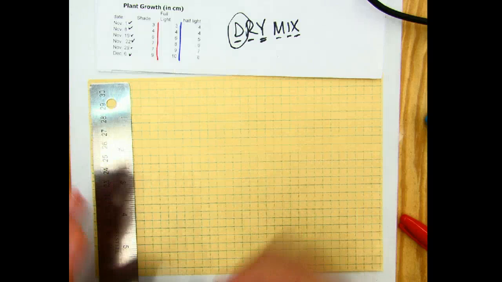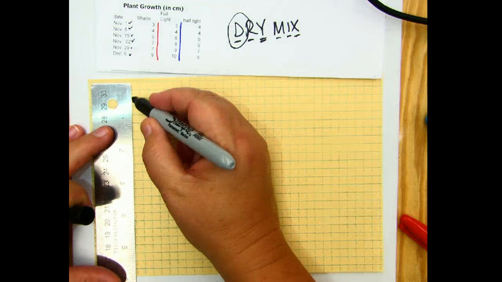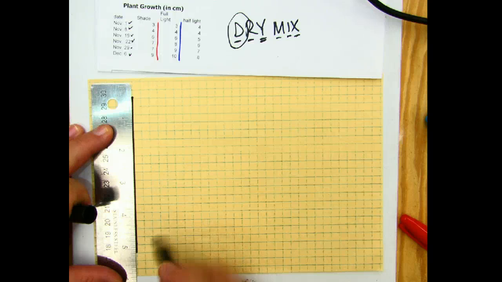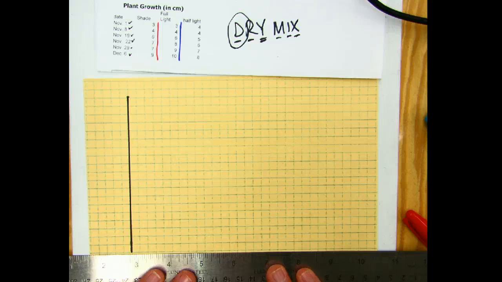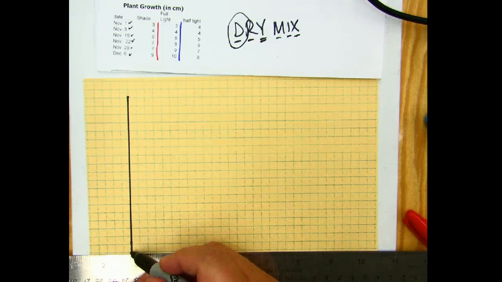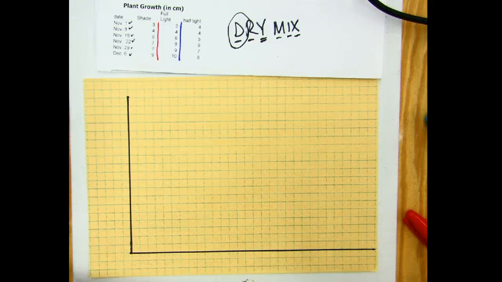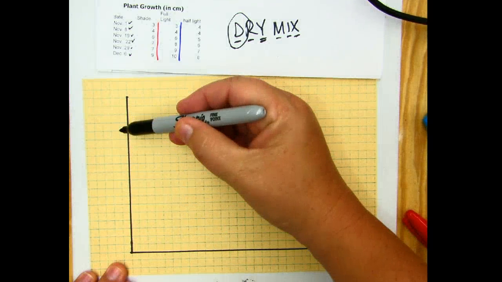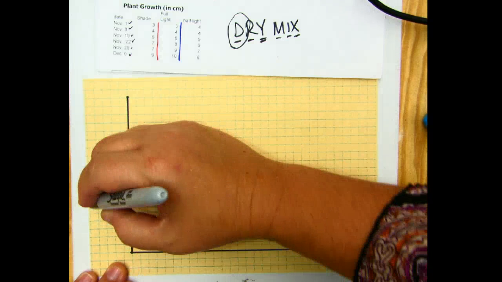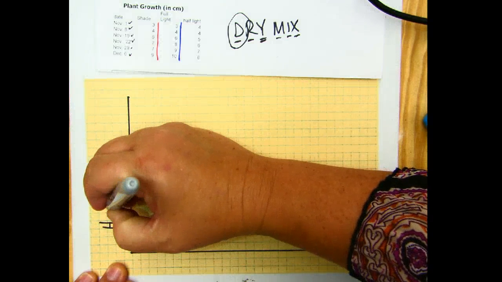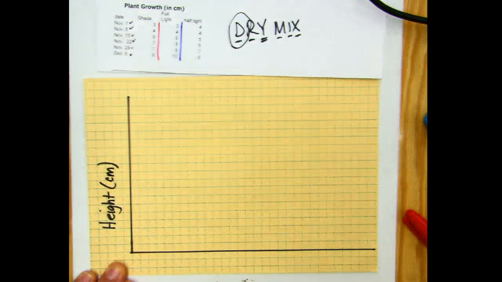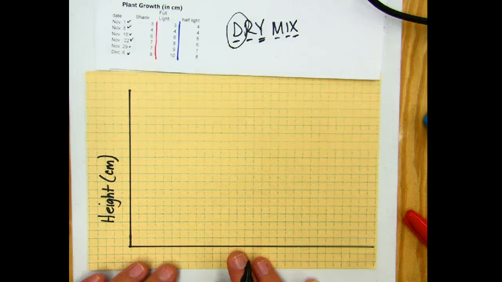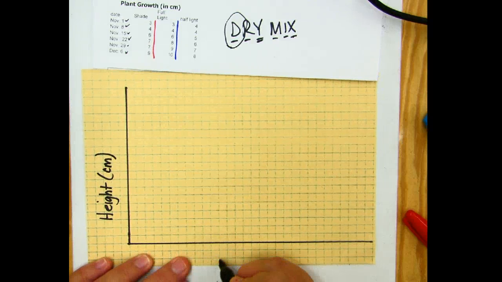Okay, so once again we're going to draw our axes. And this time, instead of graphing it on the line, I'm going to graph it as a bar. Over here you want to put the height in centimeters, and over here you want to put the week.